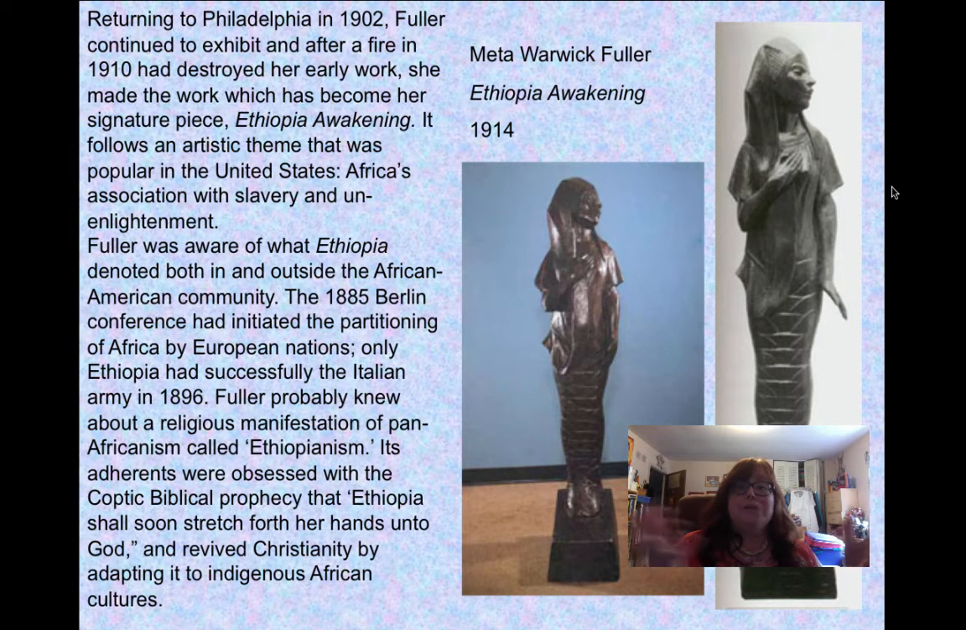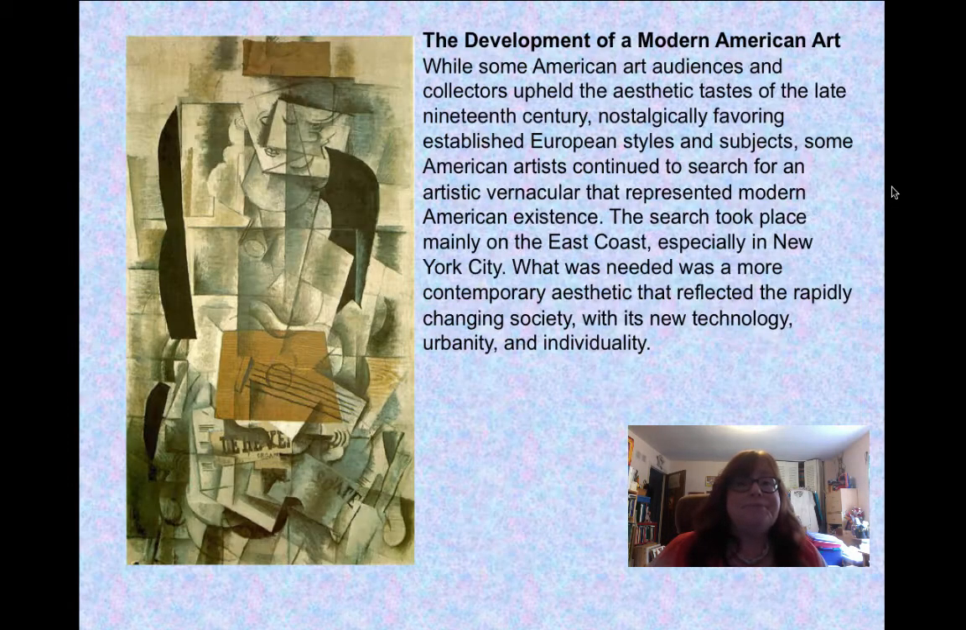And there's a Christianity in Ethiopia called Coptic Christianity, and there's a Coptic Christian biblical prophecy that Ethiopia shall soon stretch forth her hands unto God, and was basically reviving Christianity in Africa and in other places by adapting it to indigenous African cultures. So we have this statue that looks very much like somebody arising out of mummy wrappings, and that was the idea. And it's a female figure as well that's arising up out of these mummy wrappings.